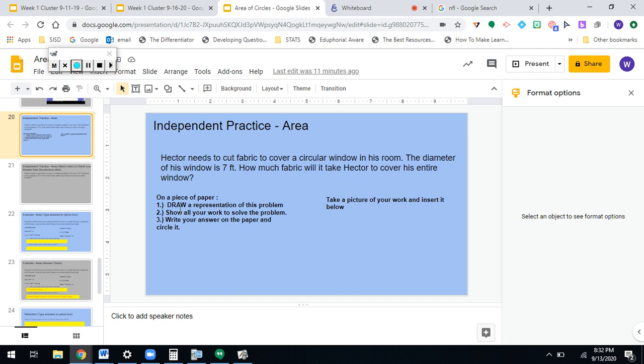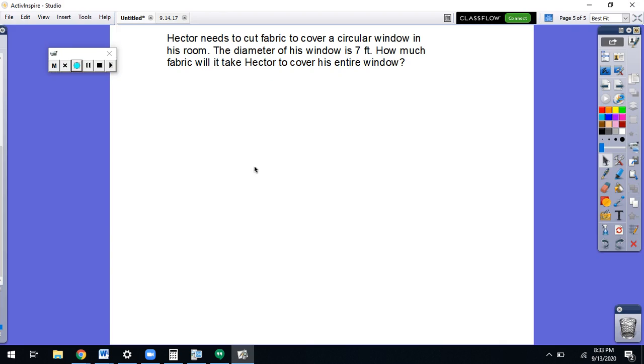So after you did all these three things here, that you took a picture of it and you pasted it in here, you inserted it there. If you need help inserting it, just send me a message on Google Hangouts and I'll send you a video. Alright, so let's go back to this. The first thing I want to do is draw a representation, then show my work, and then write an answer.